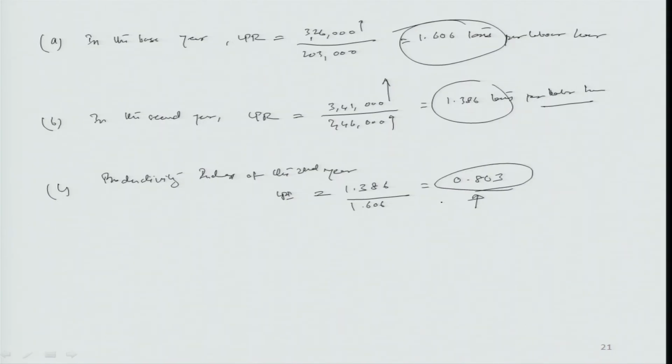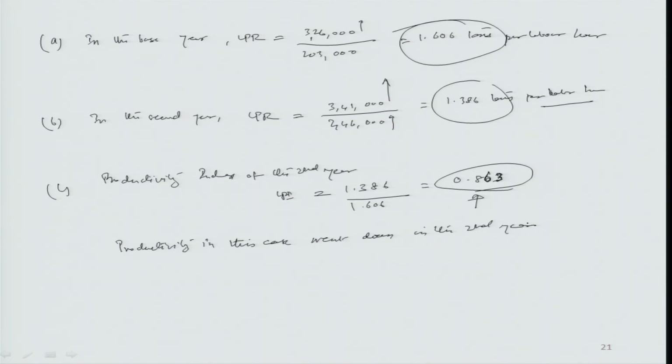So, there has been a downfall in the productivity, and it has changed by about 14%, going down from the base year to the second year. So, no matter how it is measured, the productivity really went down in the second year. Okay. So, we can conclude that the productivity in this case went down in the second year.